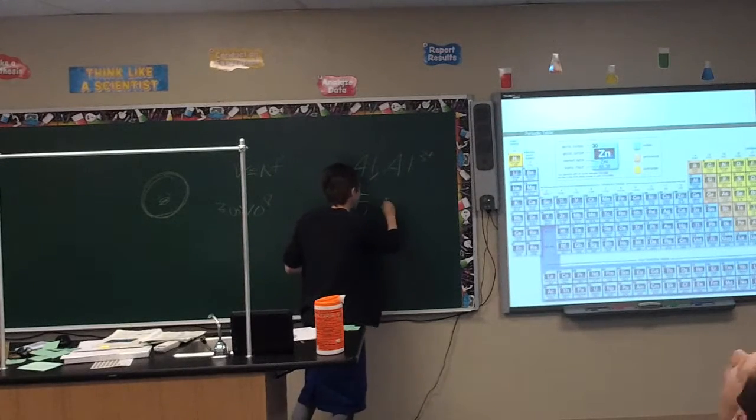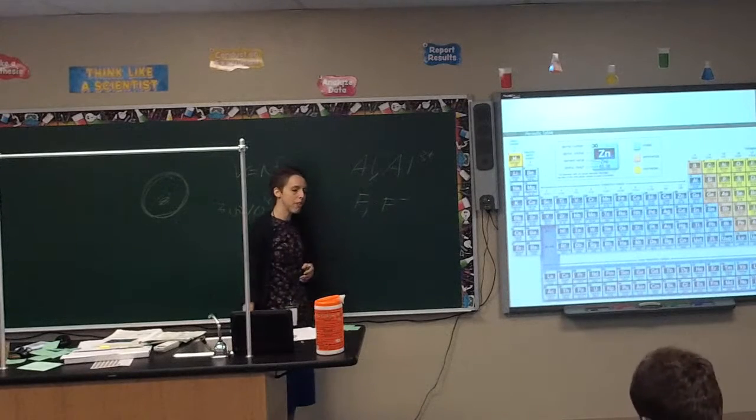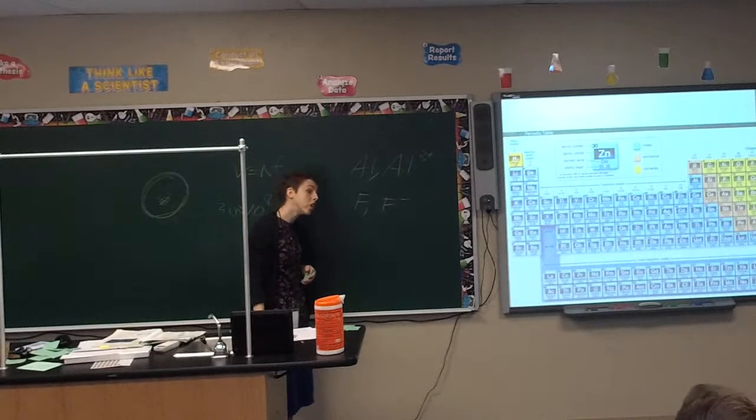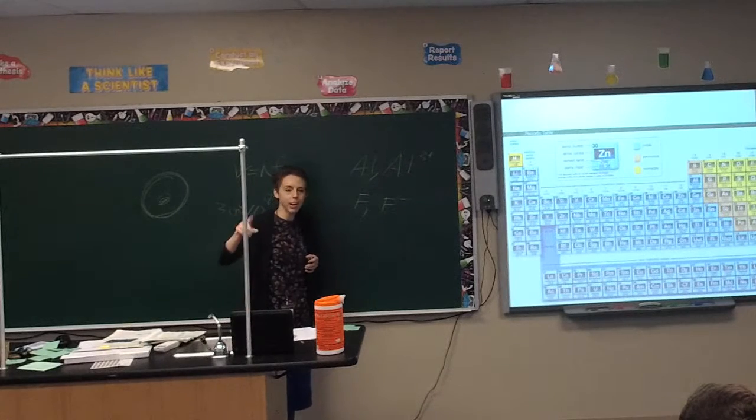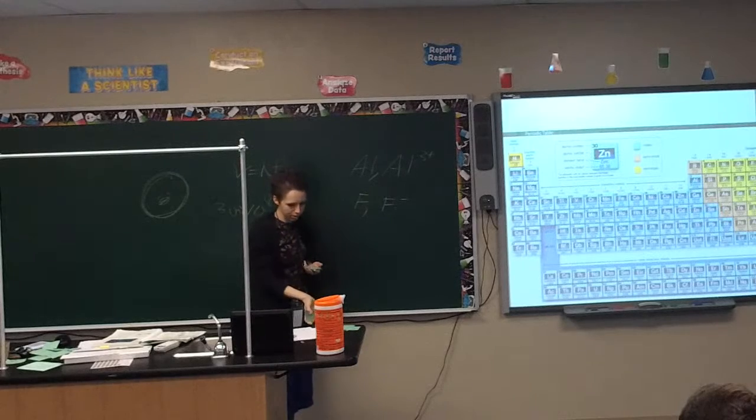Alright. Now between fluorine and fluorine negative, which one's smaller? Fluorine negative. Which one's smaller? Fluorine. Which one's larger? Fluorine negative. Alright, anyone have any questions about the idea of the cations and the anions? Okay, Chris.